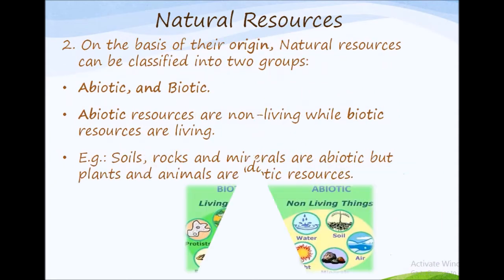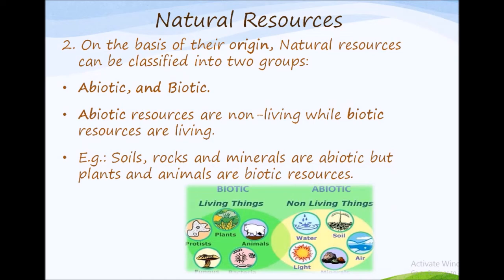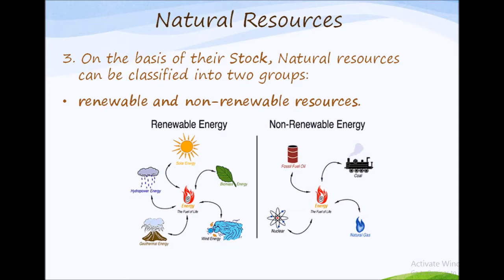Based on the second factor, their origin, natural resources can be classified as abiotic and biotic. Abiotic resources are non-living, like soil, rocks, and minerals, and biotic resources are living organisms, like plants and animals. The third way of classifying natural resources is based on the stock available for use. Based on this factor, they can be classified as renewable and non-renewable resources.